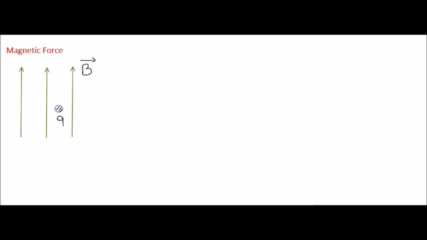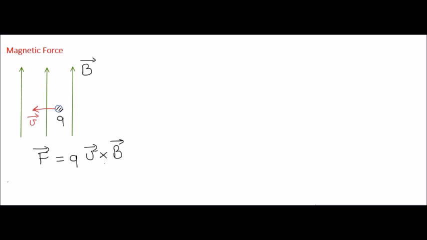So to get a magnetic force, we need the particle to move. So we need a velocity vector. If we have just a stationary charged particle inside the magnetic field, there is no force on this particle. When the particle starts to move, what is the force acting on the particle? F equals QV cross B. So we will be using the cross product between the velocity vector and the magnetic field.